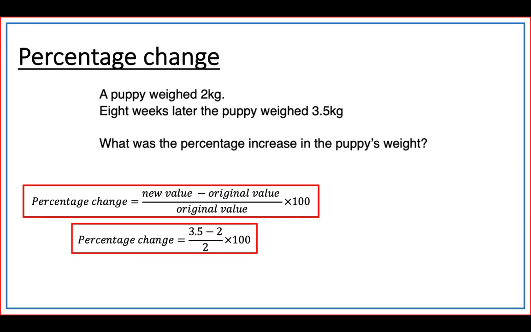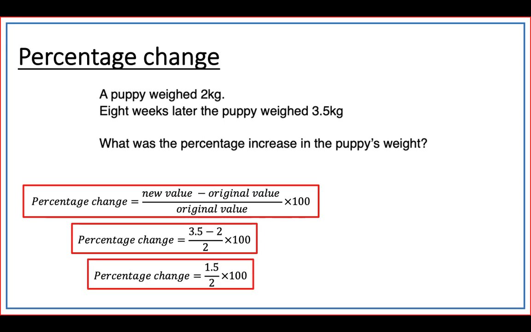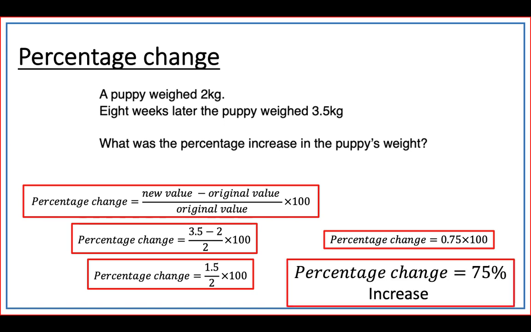Its new weight is 3.5. Its original weight was 2, so we're subtracting 2, dividing it by 2, multiplying by 100. Simplifies to 1.5 over 2 times by 100, which gives us 0.75 times by 100, and it's a percentage increase, so the change is 75%, an increase in its weight. So pause the video and copy out this example.